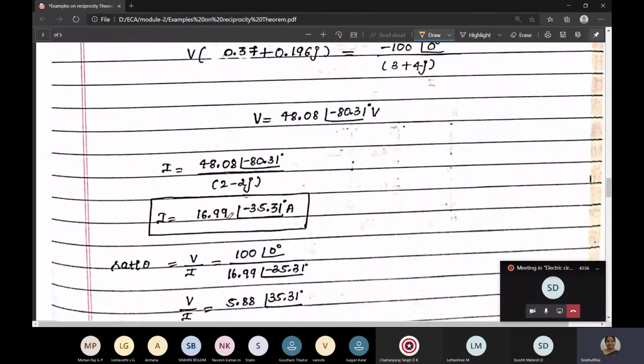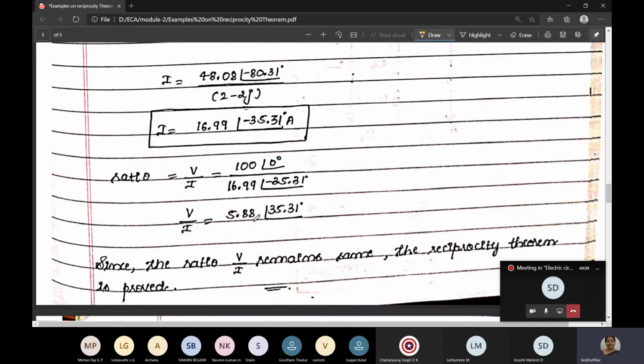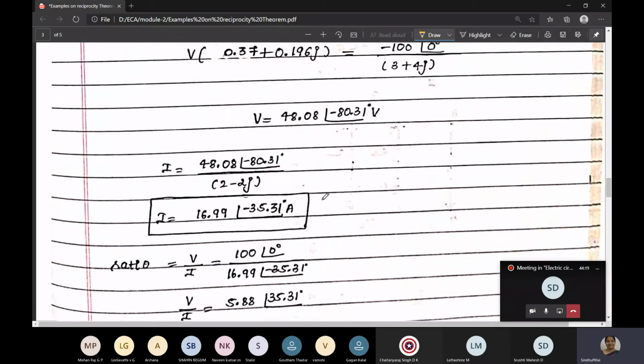It is nearly 16.99. So the ratio will remain the same. So V by I, that is 100 at an angle 0 divided by I, we'll get 5.88. So whenever the positions are interchanged, the ratio remains constant. Since the ratio V by I remains the same, the reciprocity theorem is proved. This is the method to prove the reciprocity theorem.